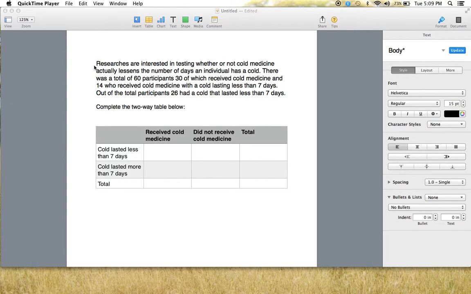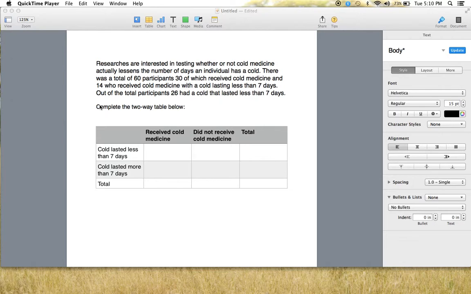It says that researchers are interested in testing whether or not cold medicine actually lessens the number of days an individual has a cold. There was a total of 60 participants, 30 of which received cold medicine, and 14 who received cold medicine with a cold lasting less than 7 days. Out of the total participants, 26 had a cold that lasted less than 7 days. Complete the two-way table below.